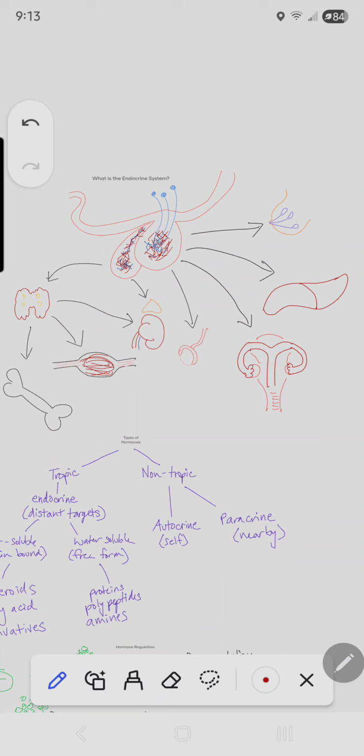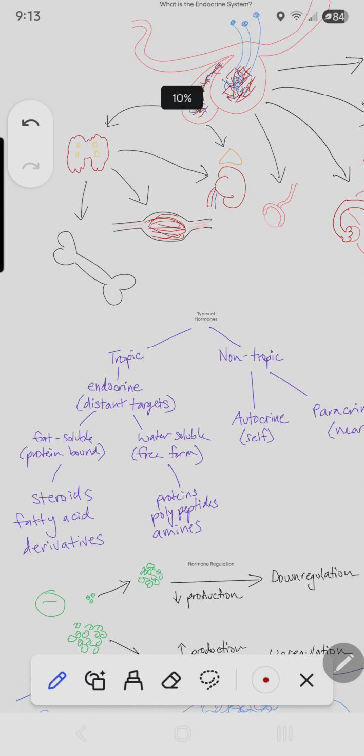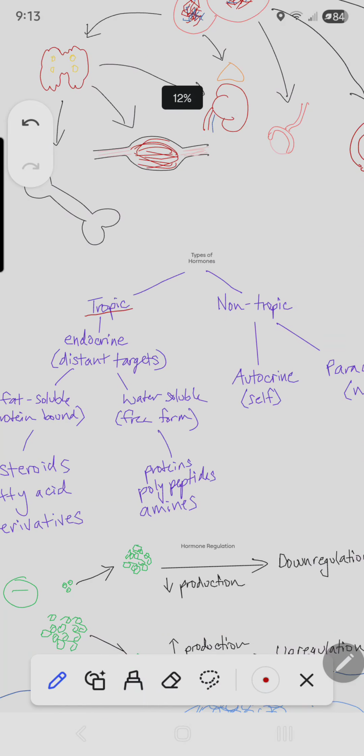And it also takes very little hormone to make a significant change at the cellular level, so any fluctuation, even minor, can have pretty significant effects on the organism as a whole. Now, there are two different types of hormones. We have our tropic hormones and our non-tropic hormones. Tropic hormones are going to be our endocrine hormones. These are the ones we're talking about today that target distant glands and distant cells throughout the body.